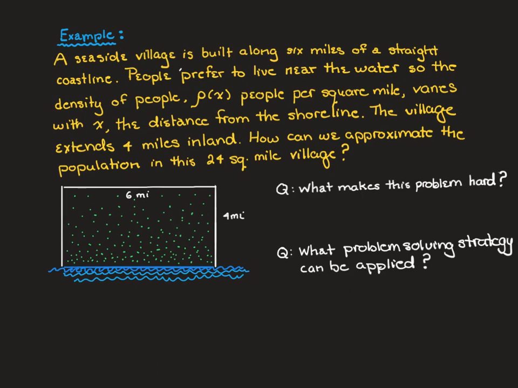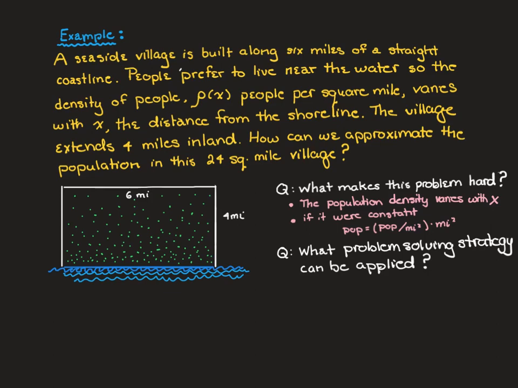What makes this problem hard? If the population density were constant, this would be easy. But the population density is not constant. It varies with the distance from the shoreline. So what problem-solving strategy can be applied?